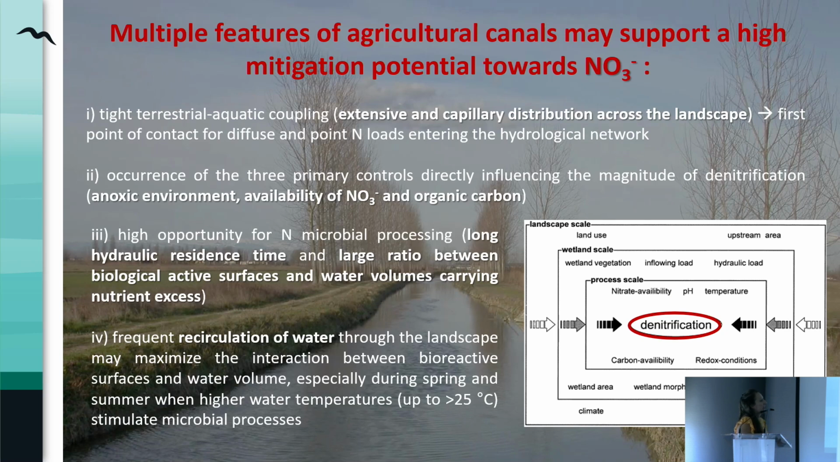Why might agricultural canals support high mitigation potential? For a lot of different features. For example, they are a terrestrial-aquatic coupling. They have an extensive and capillary distribution across the landscape, and they are the first point of contact for diffuse and point nitrogen loads entering the hydrological network.